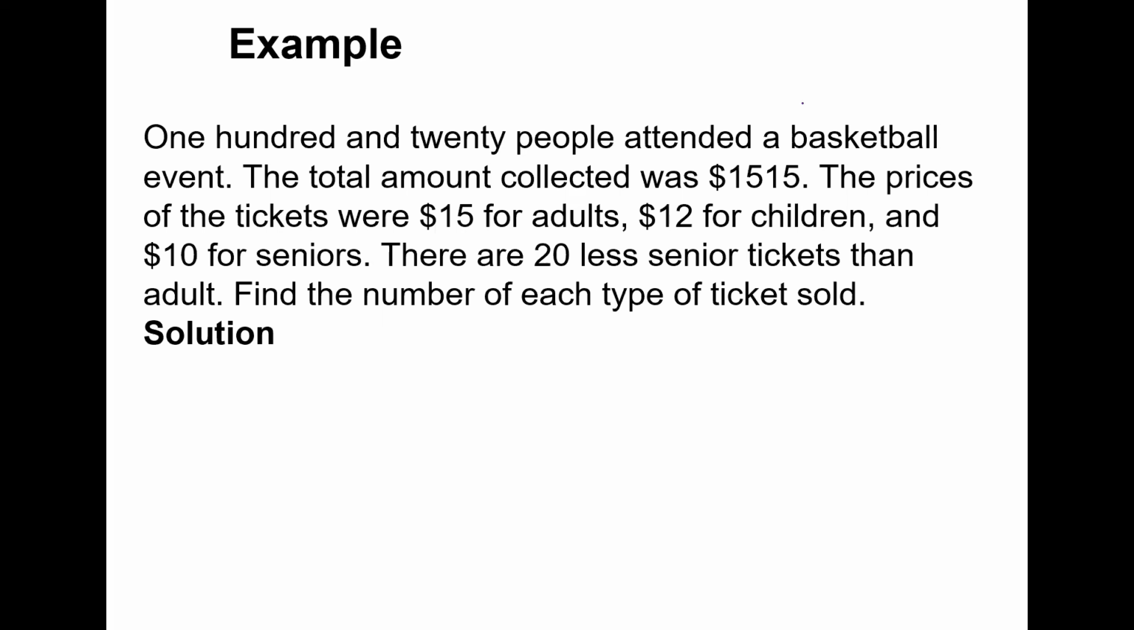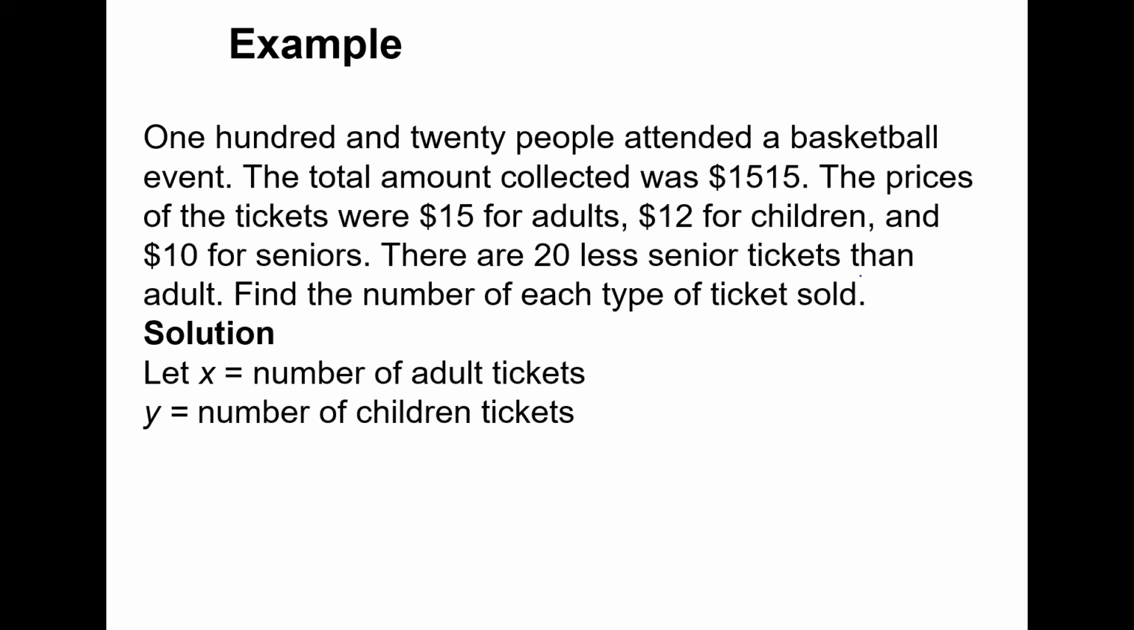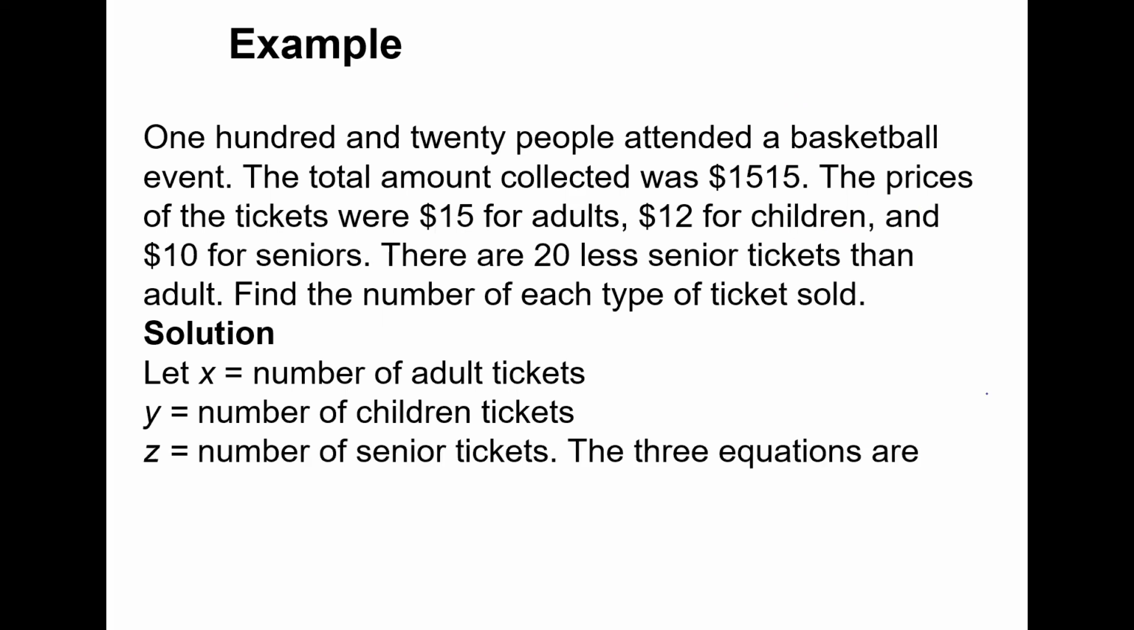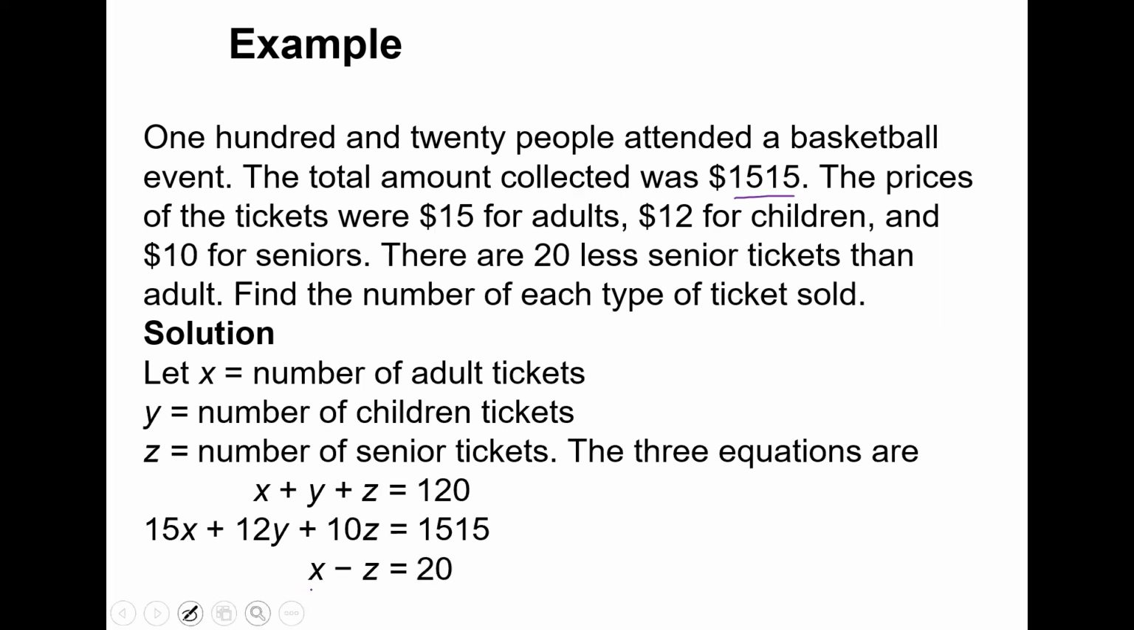All right. Well, we know that x is going to be the number of adult tickets, y is going to be the number of children, and z is going to be the number of senior tickets. So our three equations are going to be, if we take x plus y plus z, that's going to be equal to the total tickets sold, which was 120. Now we can take the price for each ticket times each number, and that's going to be equal to 1515, which is what we have here. And our only other equation is that there are 20 fewer senior tickets than adult tickets, so x minus z is equal to 20. So that gives us our three equations.